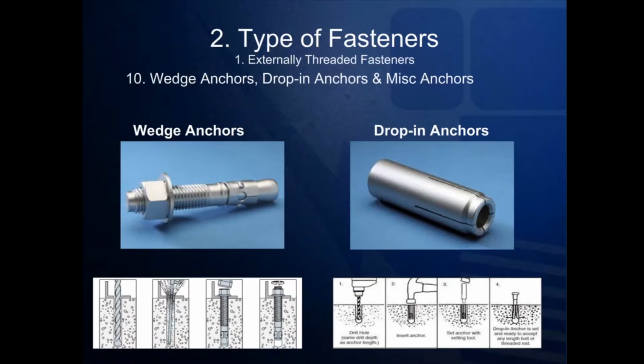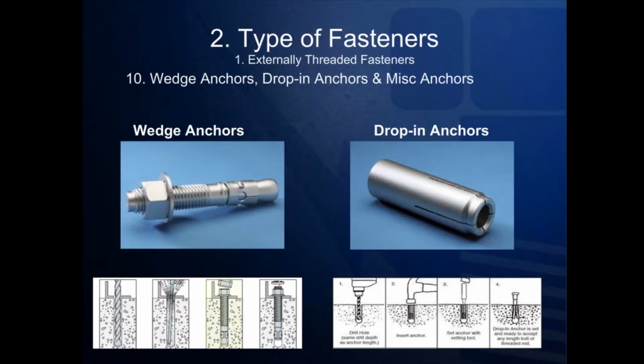Basically, the first two steps for wedge anchors and drop-in anchors are the same. You would first need to drill a hole into the concrete using a hammer drill and an SDS drill bit, which is specifically made for drilling into concrete. Next, you would need to blow out the hole to remove any dust or debris. Here's where things get different.